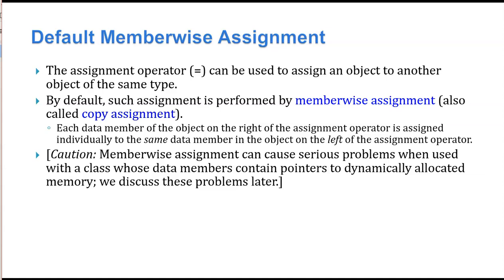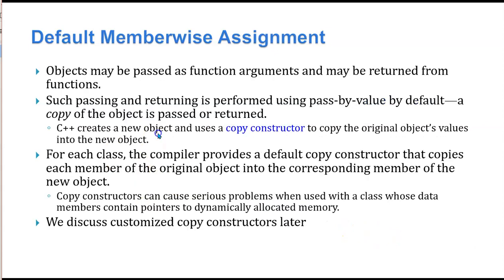The assignment operator can be used to assign an object to another object of the same type. By default, such assignment is performed by memberwise assignment, also called copy assignment. Each data member of the object on the right is assigned individually to the same data member on the left. However, when you use it with a class that has pointers, things don't work quite like you think. We'll come back to that.